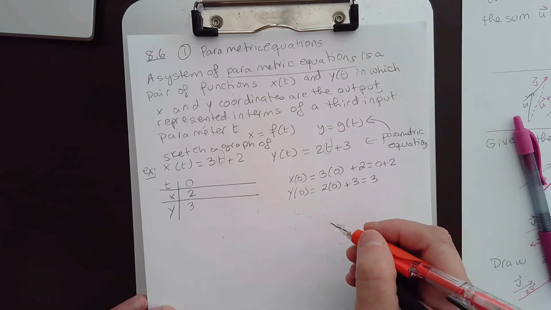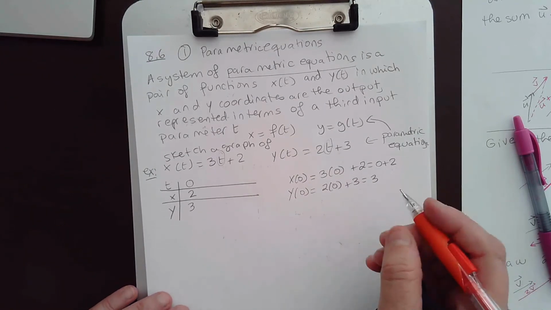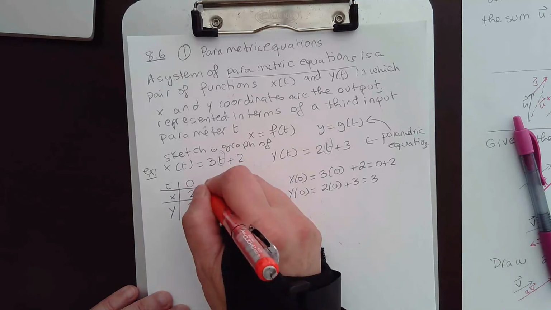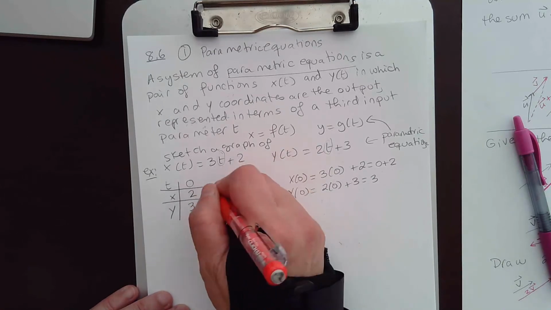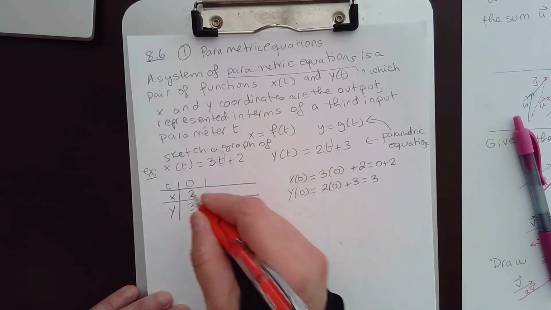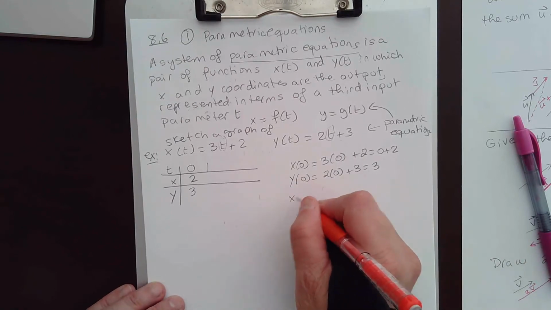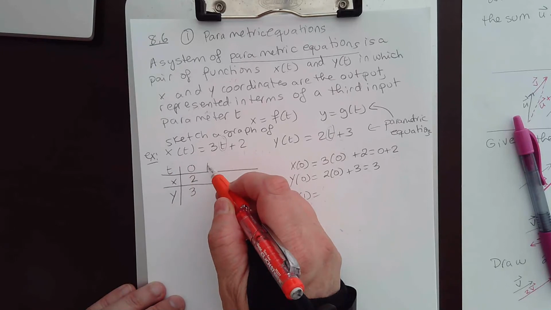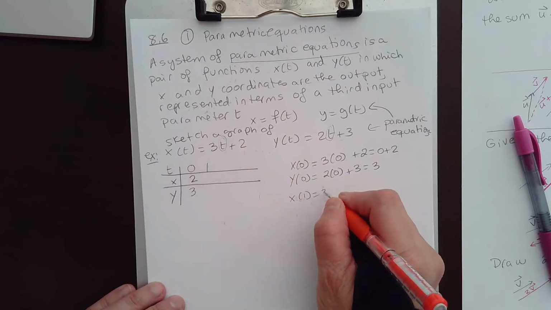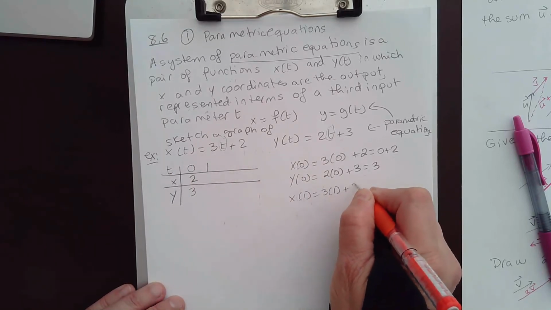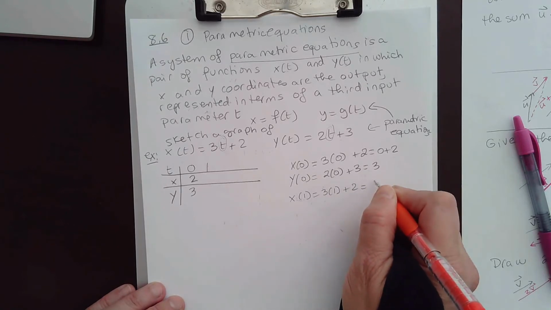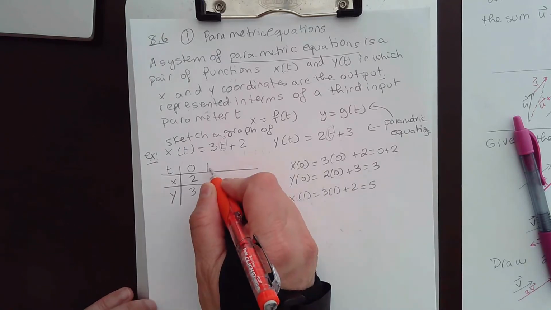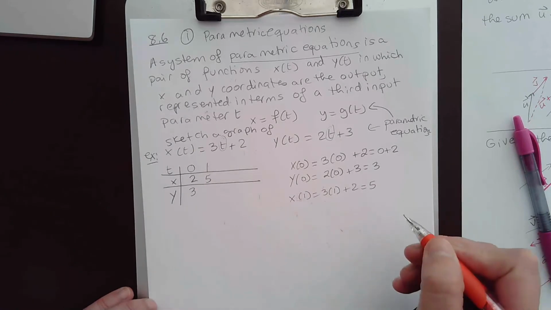Okay? Now let's select other values of t. Let's just say 1. When t is 1, what do you have? x1 would be, plug in 1 instead of t. So x1 would be 3 times 1 plus 2. That's 3 plus 2, which is 5. When t is 1, x is 5.